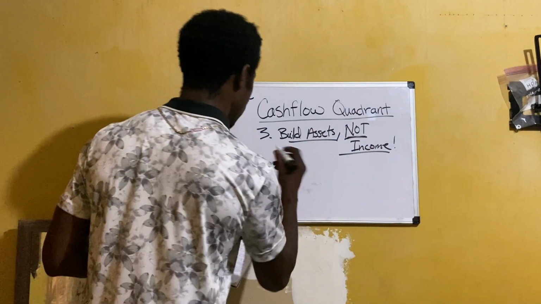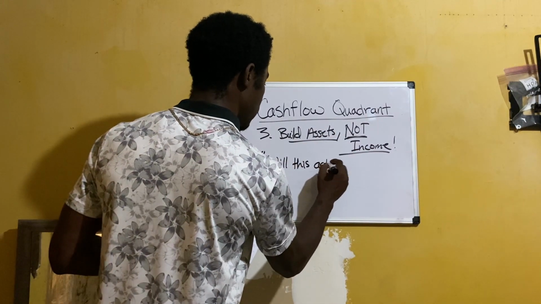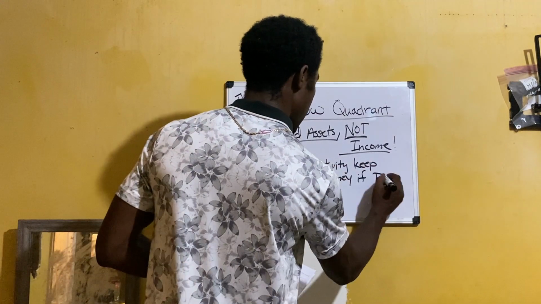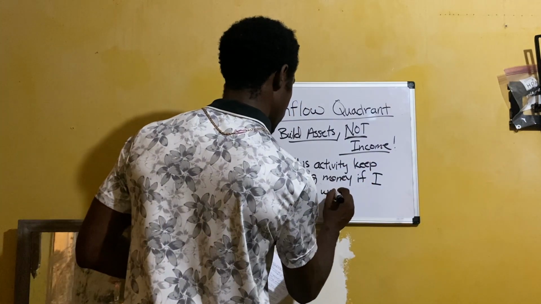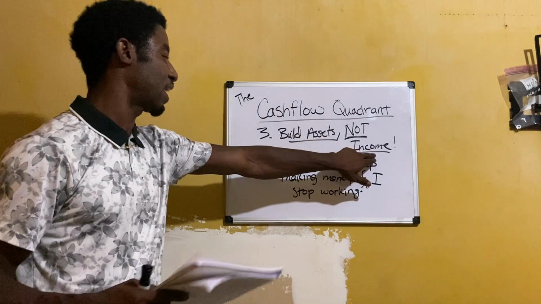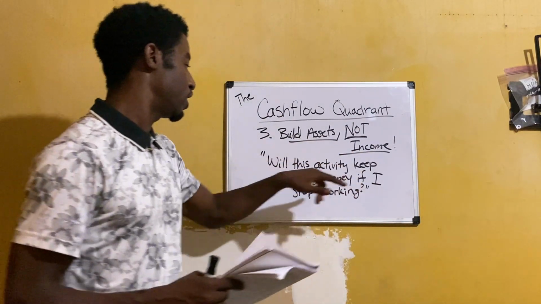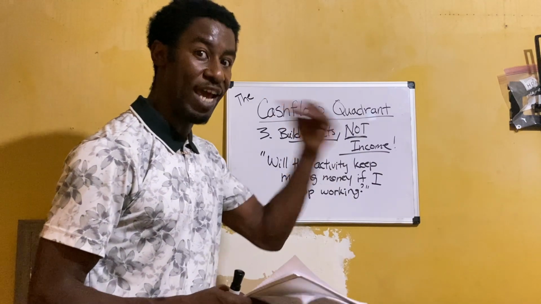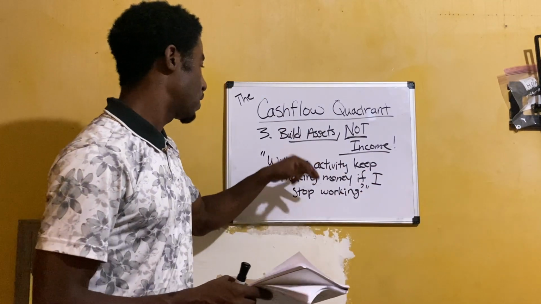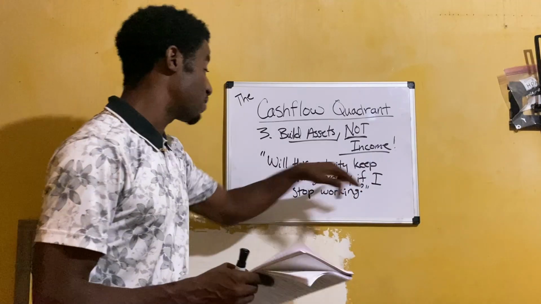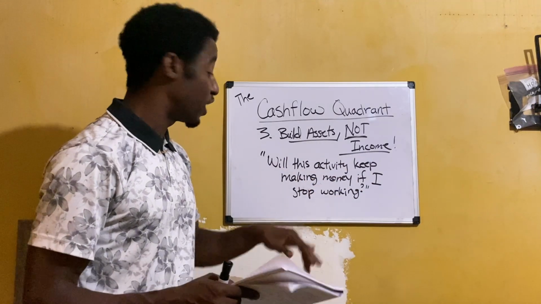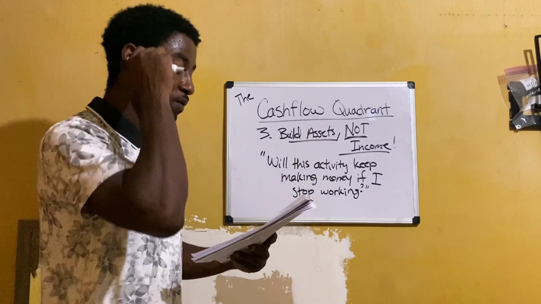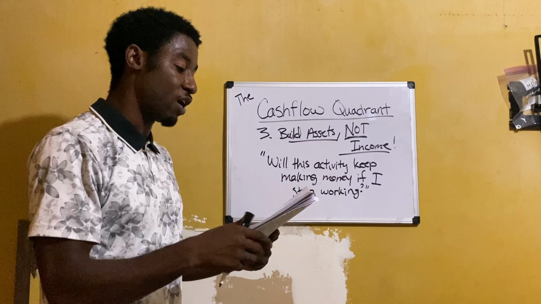Ask yourself, will this activity keep making me money? Will this activity keep making money if I stop working, right? So the thing that you're spending your money on at this time or at that time, will it keep making money if you stop working? If the answer is no, then it's not an asset. It's a liability.